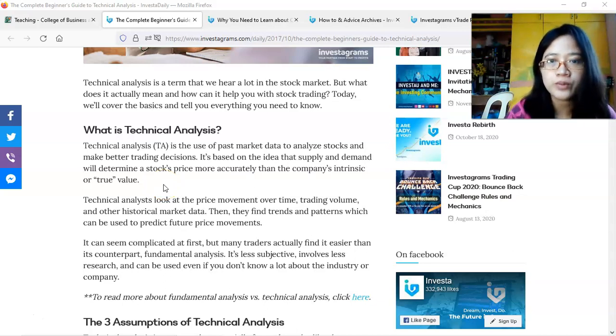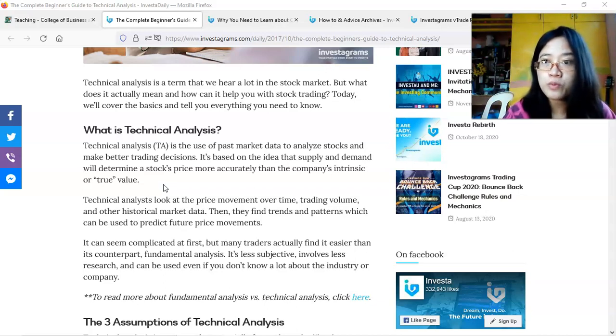or true value. Okay? So, di ba yung mga companies, they have financial statements, they have assets, liabilities, equity, and then of course, they have their financial performance, yung kanilang revenue, expenses, tapos yung net profit or loss, okay? Those things, yun yung tinatawag na intrinsic or true value or company valuation ng isang business, okay? Pero sometimes, hindi lang kasi yun yung nagiging factor na nakaka-affect sa market price ng isang stock, okay?